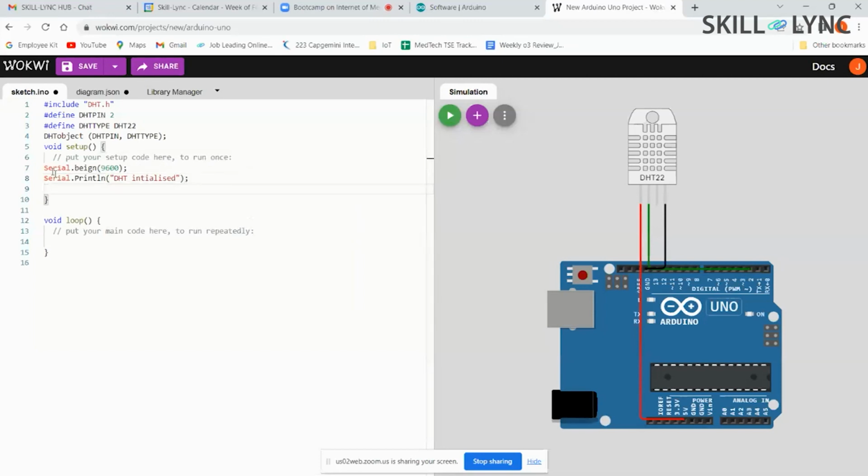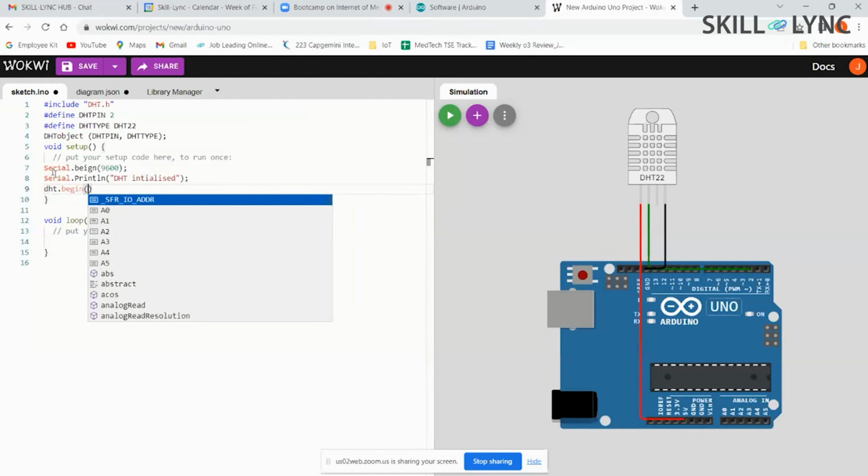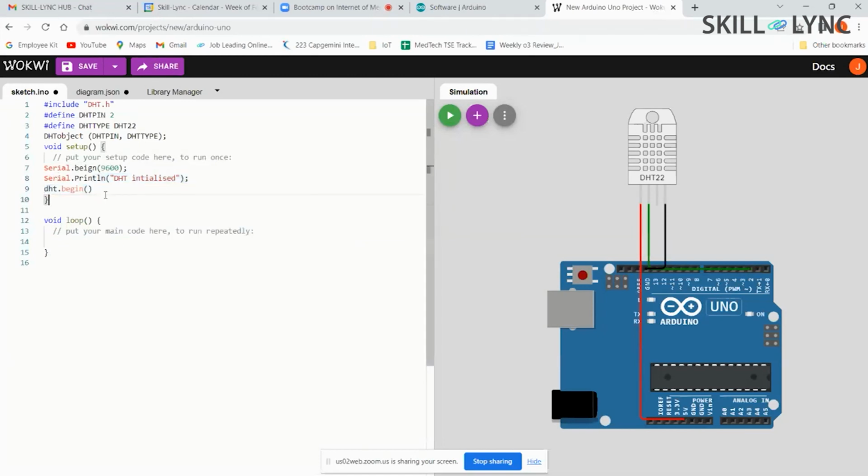Okay, then now you have to set the parameters and set the objects here as well. So I am defining the DHT object dot begin. Now we have to set up to measure the temperature and humidity, because we had two variables, right? We will define those variables, guys, in the loop. See, here I had put the DHT object, so here also I should put the DHT object only.